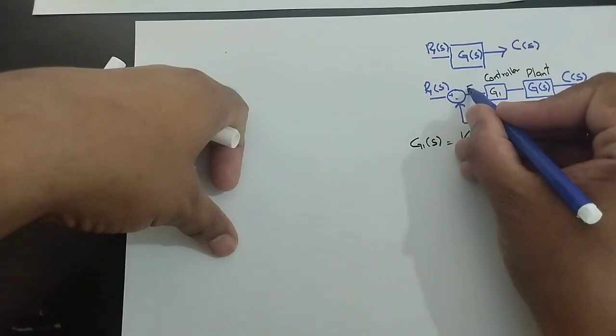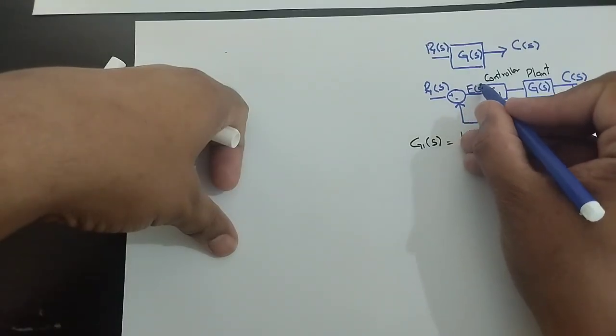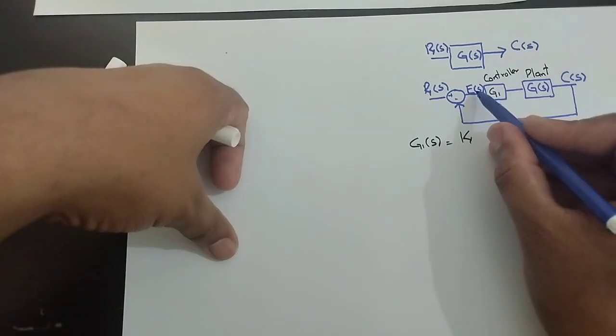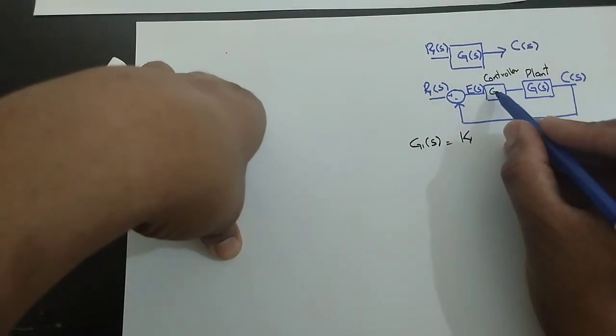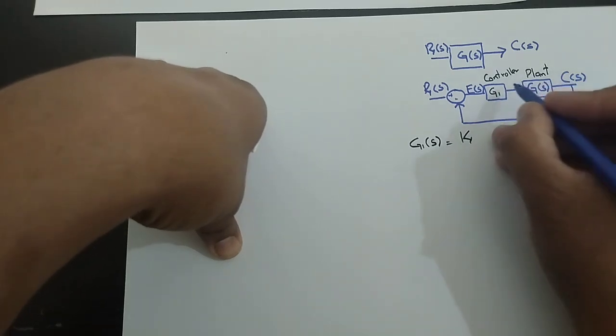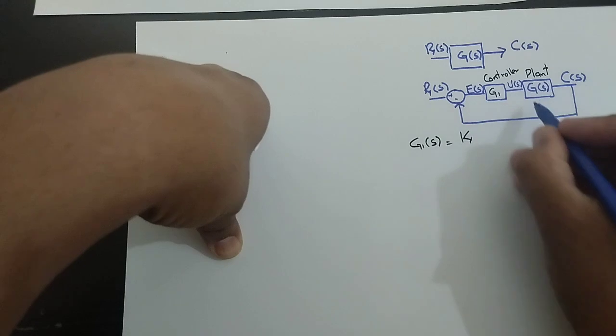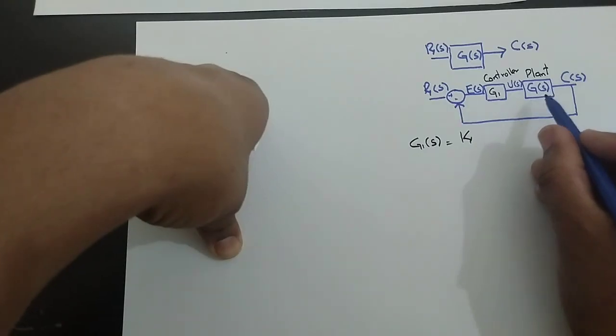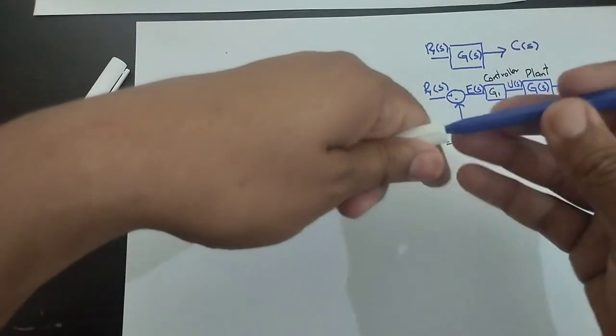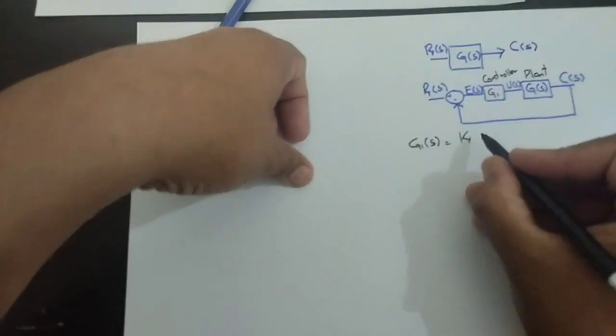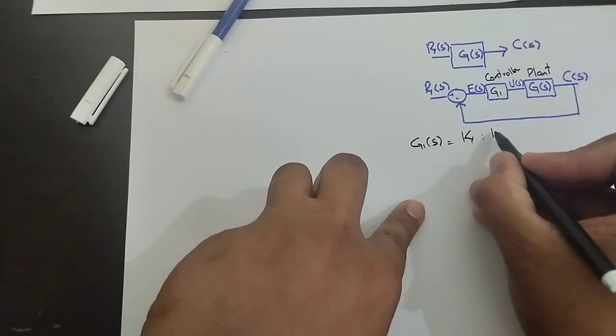Now again here we have a function E of S, which is the error built using the output and the reference signal. You will get the error signal and we will provide this error signal to the controller function, and this will generate a controlled output U of S, and this will be provided to the plant. So assuming that we have selected G1 of S as just a proportional gain.